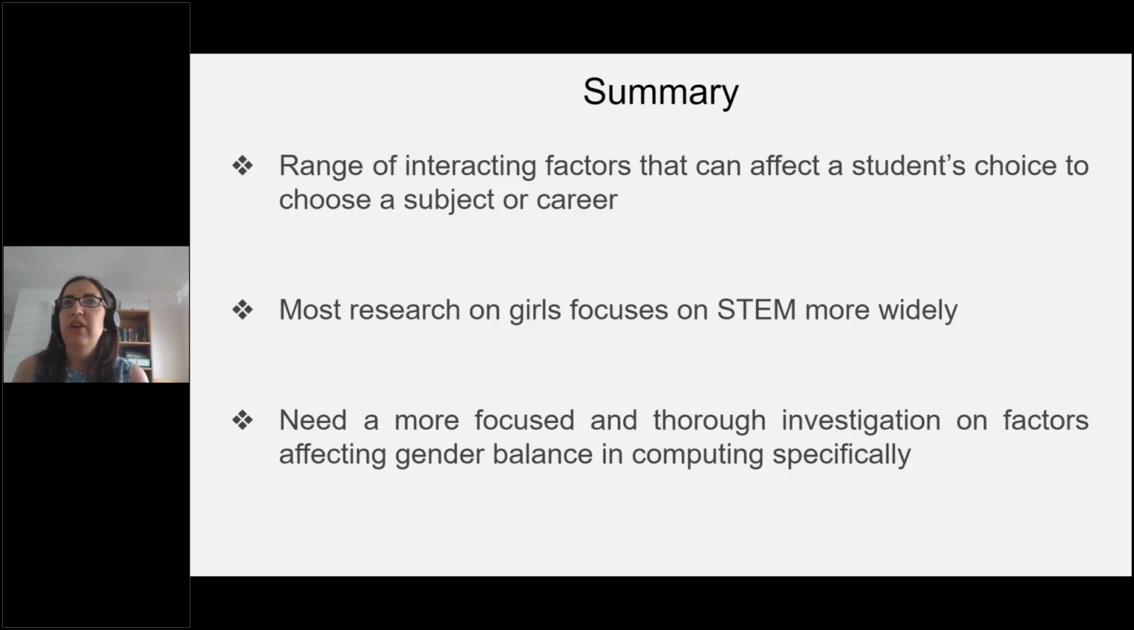So to summarize what I've talked about so far, there's obviously a range of interacting factors that can affect whether students choose to do computer science as a subject or as a career. And really most of the research on girls' engagement has been to do with STEM more widely and not to do with computer science. As I said, computer science is relatively new. So what we really need is a lot more focused and thorough investigation on what factors are affecting gender balance in computing specifically. As I said, it's really good if you can do things that are cross-curricular that increase engagement, but we do also need to know if there's things about computing in particular that we can really help and really focus on.